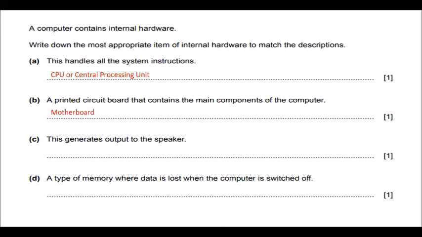What about this? This generates output to the speaker. Anything from the computer, anything that has to do with sound, and it is an internal hardware. Of course, it's a sound card. No more, no less. Then this one, a type of memory where data is lost when the computer is switched off. Do you remember that? Of course, that is RAM, random access memory.